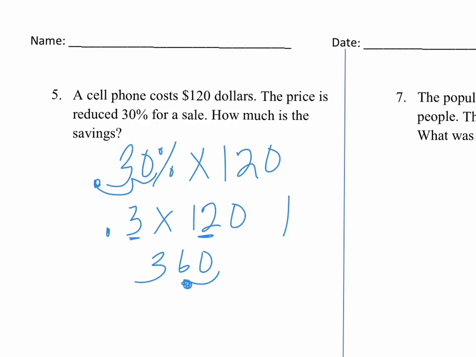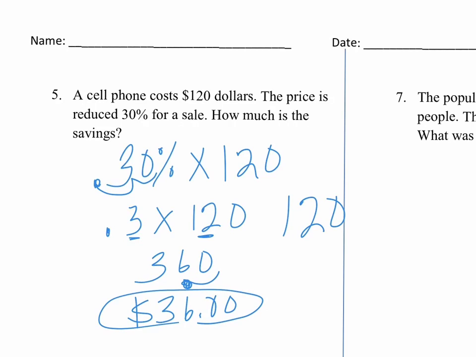So you take $120. The question asked for how much is the savings? $36 is the answer. That is the savings. If you want to find out how much the cell phone is going to cost now, you have to subtract the 36 from the 120 to get what we call the selling price. The new price of the cell phone would be the $84, but the savings is $36.